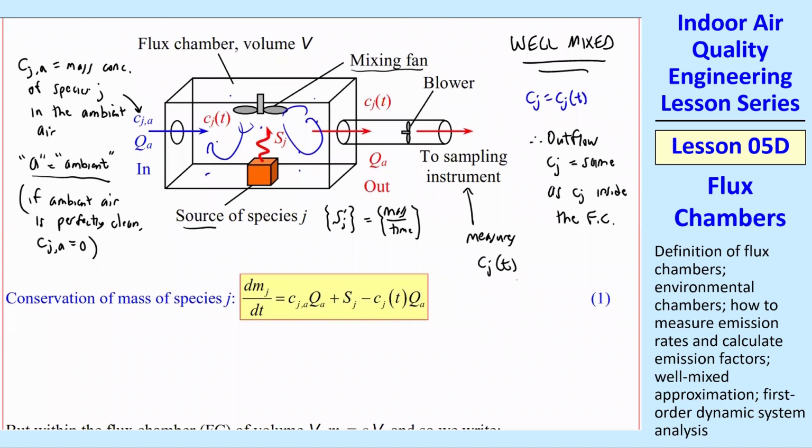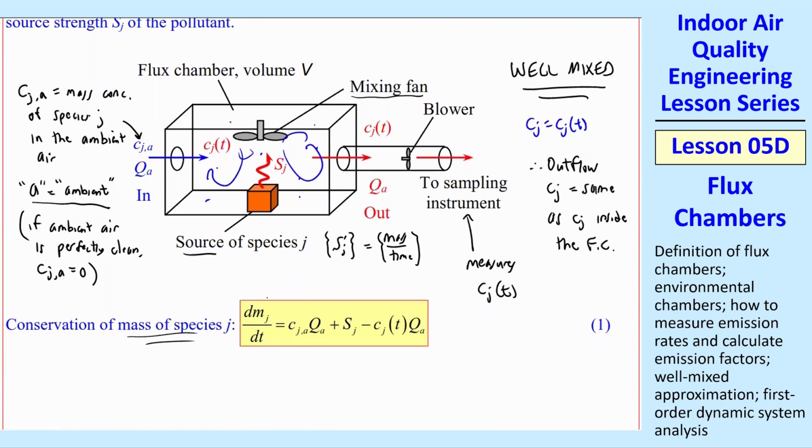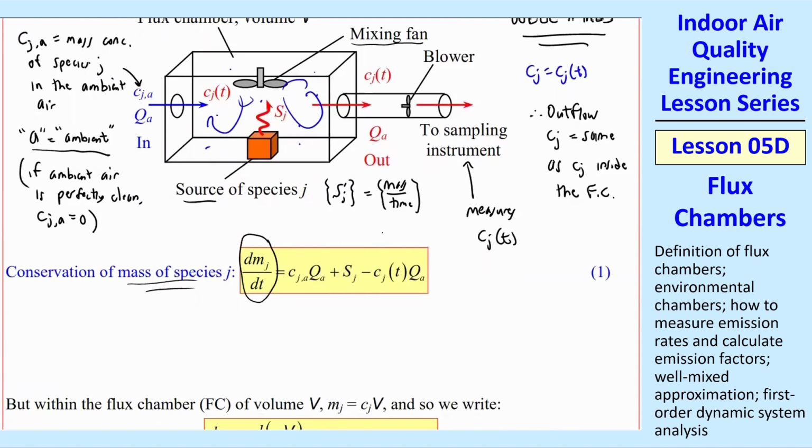And so how do we solve this kind of a problem? Well, we set up conservation of the mass of species J. Inside the flux chamber, we have some dMJ/dt, and that is equal to, how is the mass inside changing? Well, there's an inlet, CJA times QA. Remember, the mass flow rate of a species J is CJ times Q. So CJA, QA is what's coming in, and then there's also a source, and then there's the same kind of thing going out. So this is just a mass balance of species J.